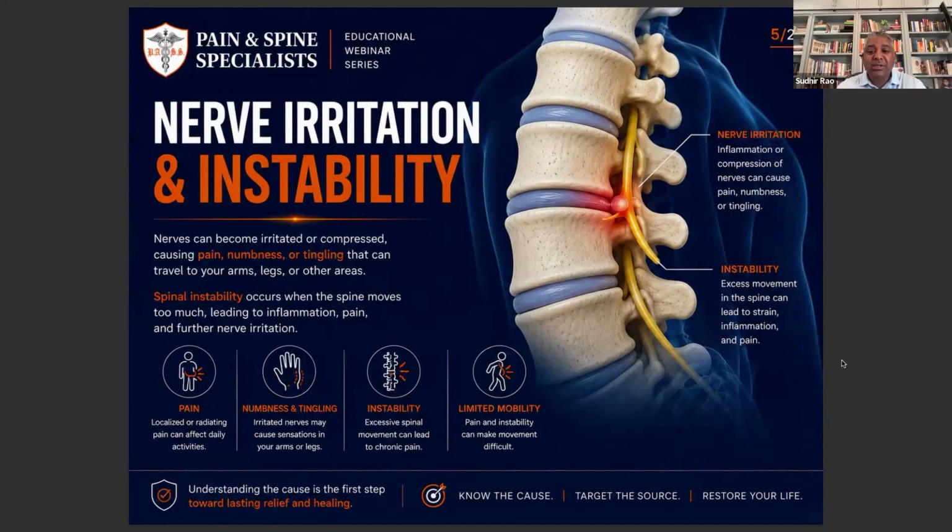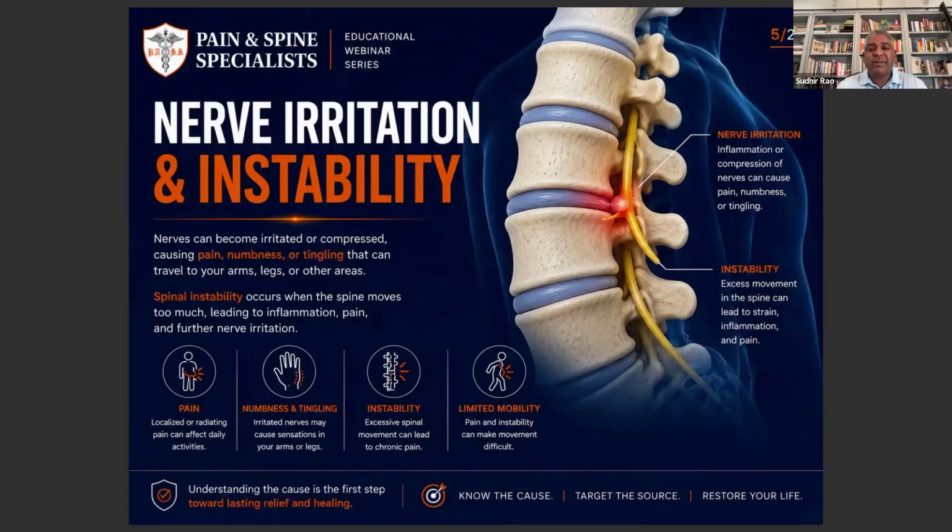This can be caused by disc material, bone spurs, something called the ligamentum flavum getting more thickened, and just swelling and inflammation around the facet joints, crowding the spine where the nerves are exiting. This can cause nerve root inflammation and irritation and can give you pain in the back, radiating down the legs with numbness, tingling, and weakness.